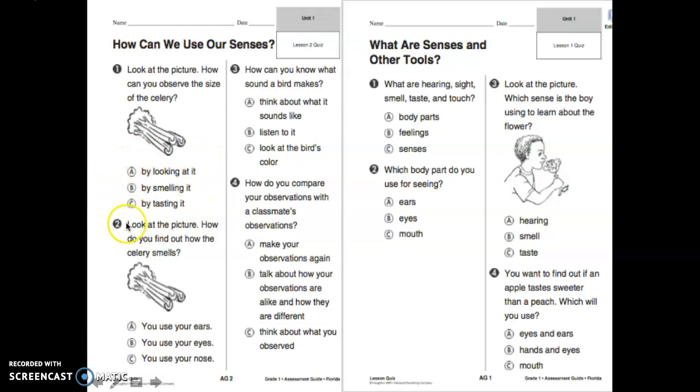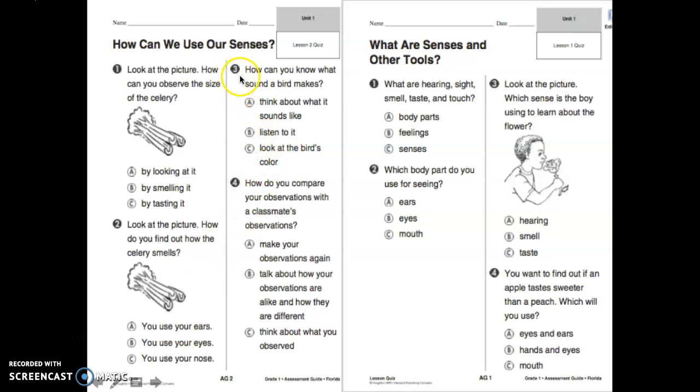Number 2, look at the picture. How do you find out how the celery smells? A, you use your ears, B, you use your eyes, or C, you use your nose. How do you find out how the celery smells?